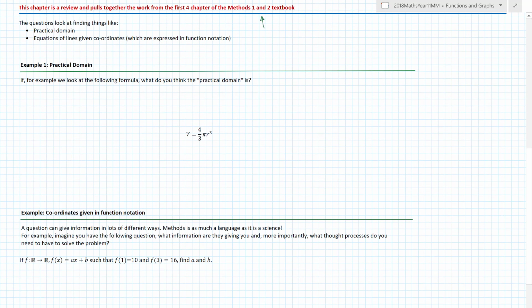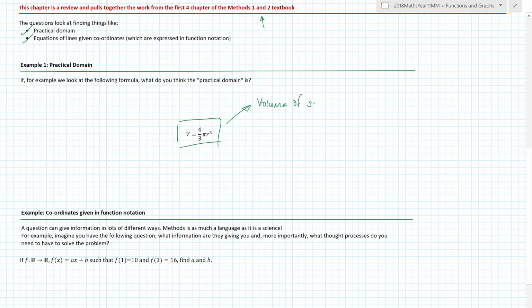If you have no idea what that means, then just accept this as an understanding of a wider context for functions. This particular session, we're going to look at practical domains and equations of lines given certain coordinates. Now, what is a practical domain? If, for example, look at this function here, V equals 4/3 pi r cubed. Now, if I remember rightly, that is to find the volume of a sphere.